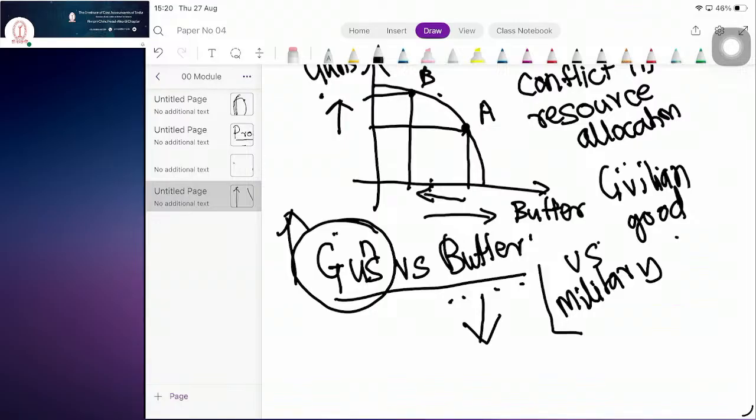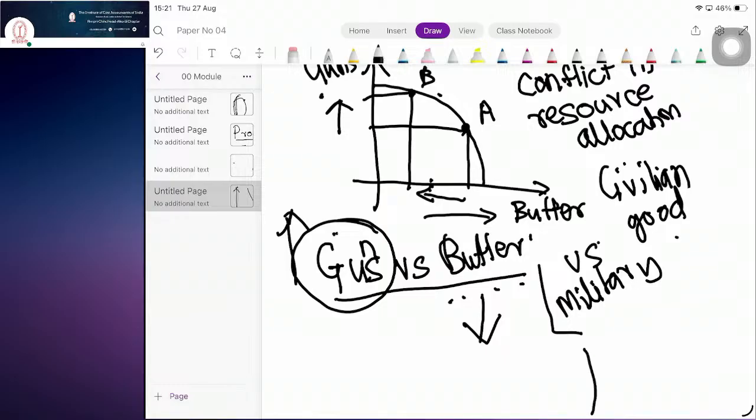PPF. Okay, look at the first thing. Page number 69, problem number 6. All of you read that and solve. Page number 69, problem number 6. What is your answer? Got it, all of you?